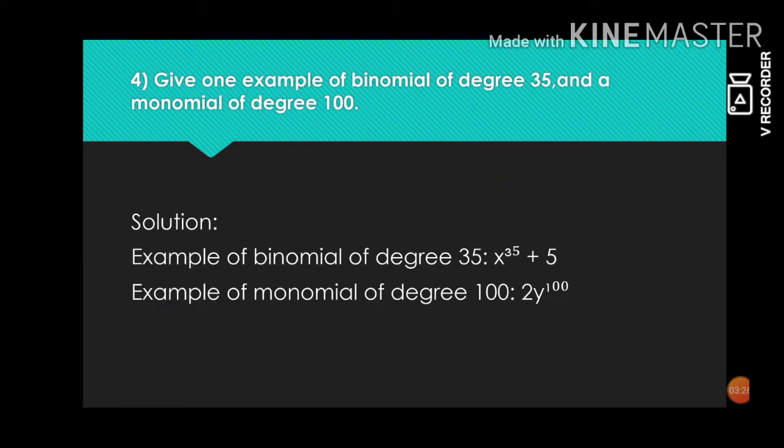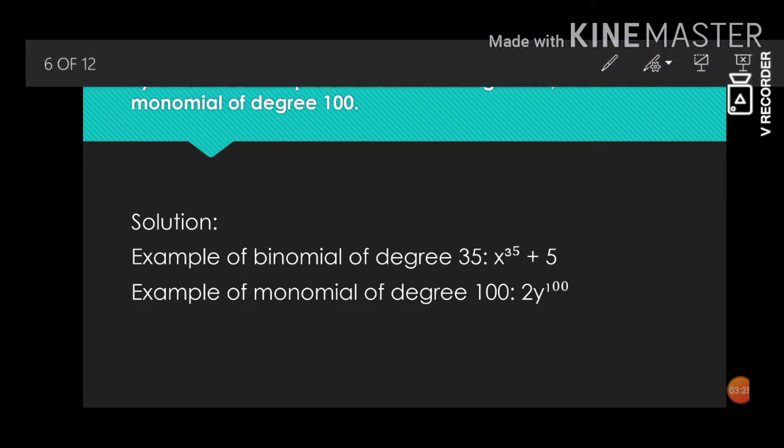Question number 4. Give one example of a binomial of degree 35 and a monomial of degree 100. Binomial of degree 35 means, binomial means there will be two terms. Degree means the power of the variable should be 35. Here such an example is x to the power 35 plus 5.